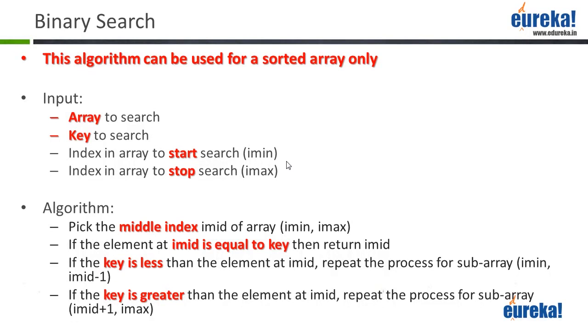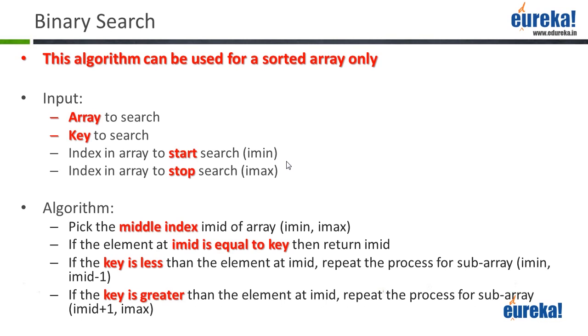The algorithm is similar. Pick the middle index, imid, of the array. If the element at imid is equal to the key we are searching for, then we return that index. If the key is less than the element at the middle, then repeat the process for the subarray from imin till the middle element, that's imid minus 1. If the key is greater, then we repeat the process for the subarray imid plus 1 till imax.